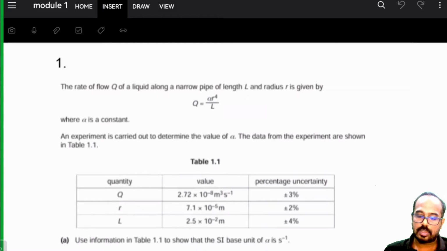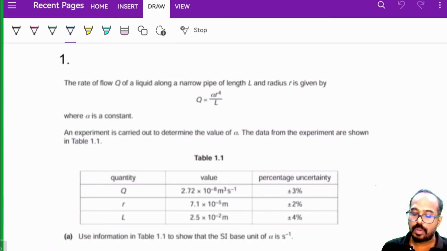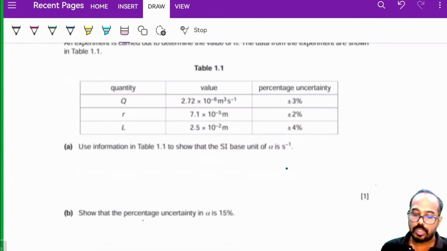This is the first question. The rate of flow Q of a liquid along a narrow pipe of length L and radius R is given by Q is equal to alpha R to the power 4 upon L, where alpha is a constant. An experiment is carried out to determine the value of alpha. The data from the experiment is given in the table. Quantity Q is measured, and the percentage uncertainty is given. All the quantities are given with their percentage uncertainty.